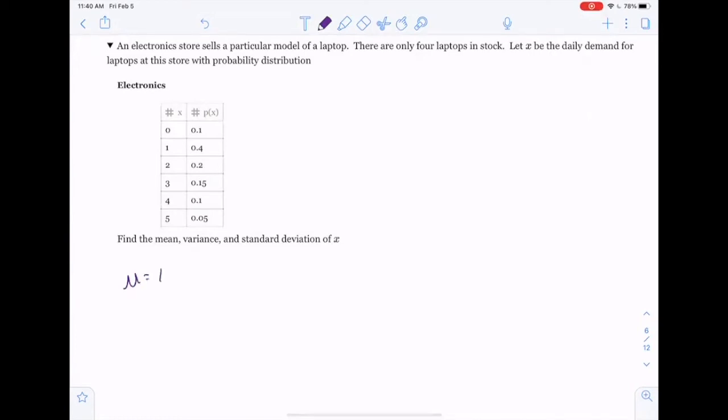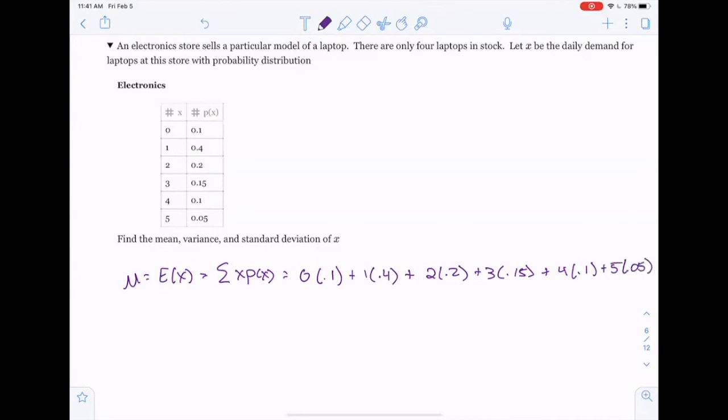So for the mean, or E of X, right, what we're going to do is take the sum of our X times the P of X's. So that's going to be the first outcome 0 times its corresponding probability of 0.1, plus 1 times its corresponding probability, likewise, plus 3 times 0.15, plus 4 times 0.1, plus 5 times 0.05. And if we do that, we're going to get 1.9. If we add all those up, multiply them and add them up, we get the mean, right? A pretty straightforward, right? We don't need to divide by 6 the total number of outcomes there are.